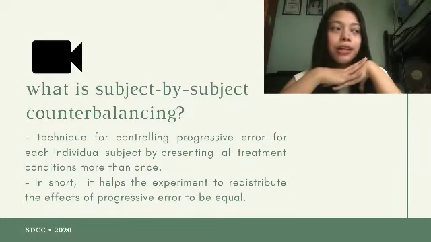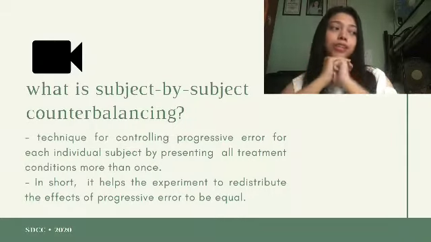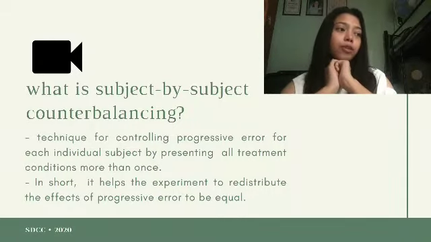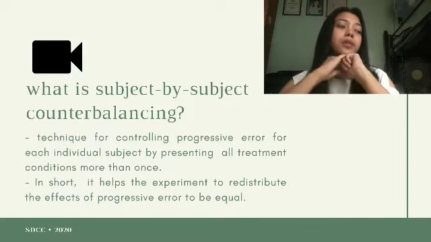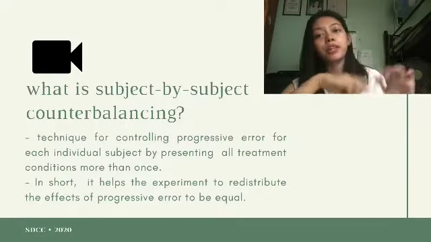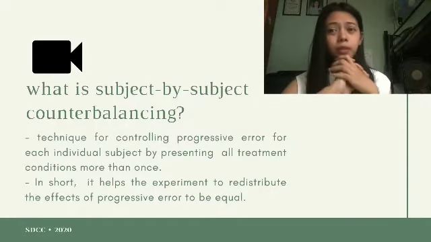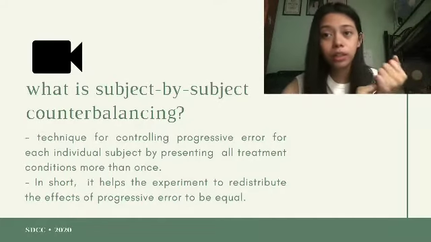So, let's discuss my topic. My topic is all about subject-by-subject counterbalancing. Subject-by-subject counterbalancing is a technique for controlling progressive error for each individual subject by presenting all treatment conditions more than once. In short, it helps the experiment redistribute the effects of progressive error to be equal. Just remember that subject-by-subject counterbalancing helps to distribute the progressive error to be equal.